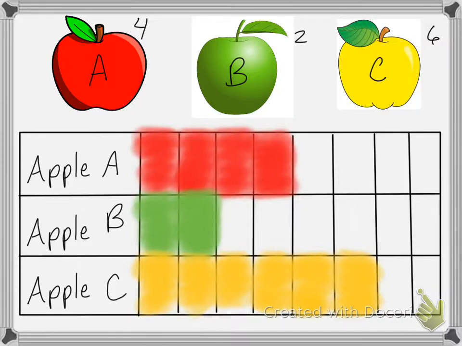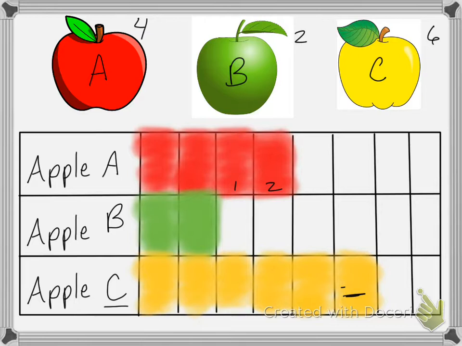So which apple did everyone like the best? Well, you can see from my chart that most of the students liked apple C the best, because more people said they liked it. How many more children chose apple A than apple B? Well, if you look, there's 2 more boxes filled. So 2 more children liked apple A than apple B.